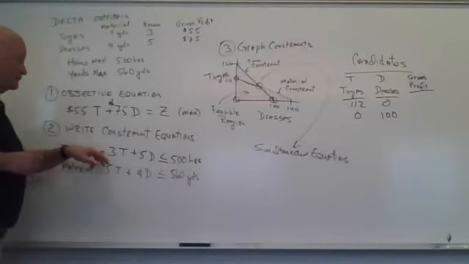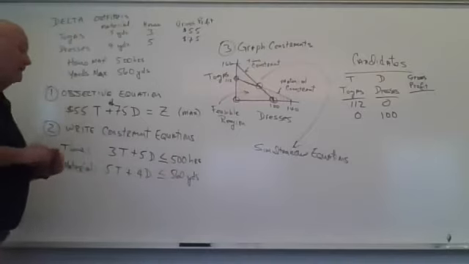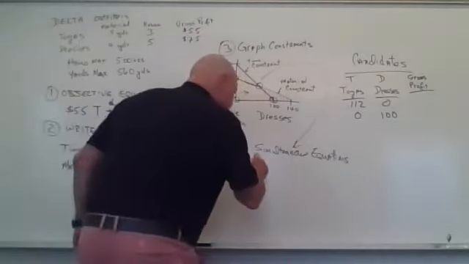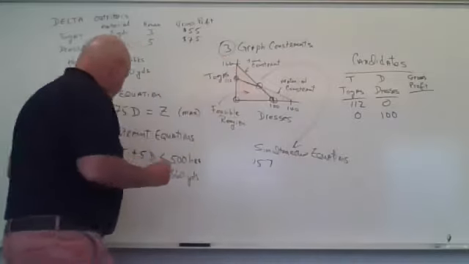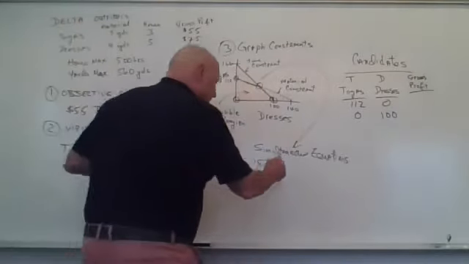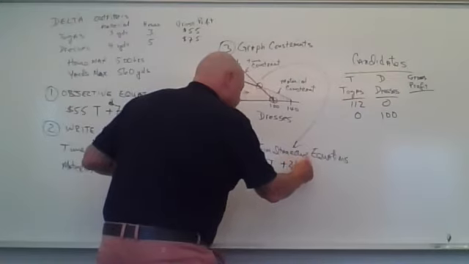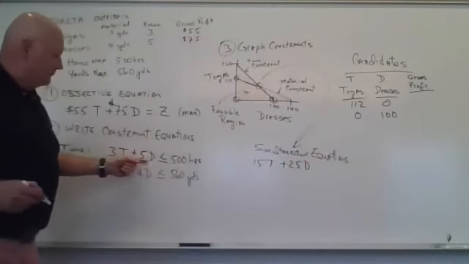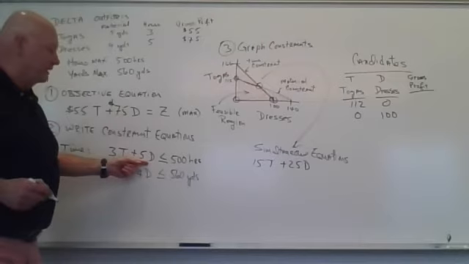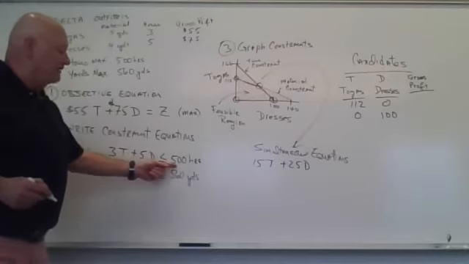We'll multiply the first equation all the way through by 5. That will give us 15t plus 25d. See, each piece, each part of the equation multiplied by 5. And 500 times 5 becomes 2,500.